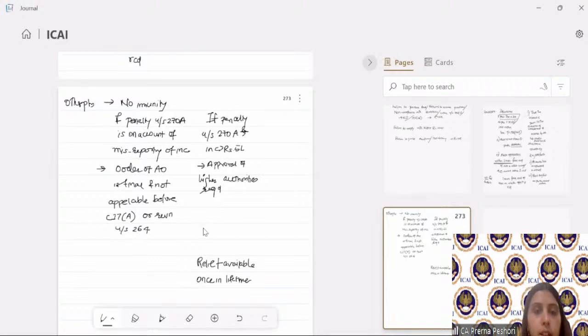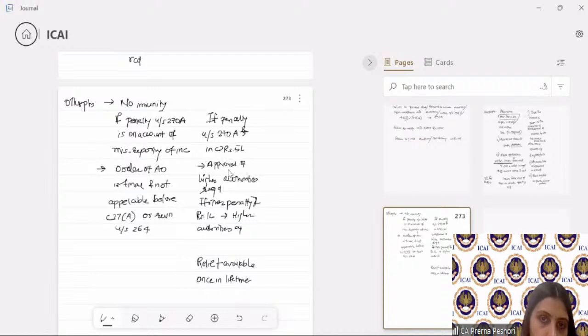Also here one more thing, if there is another penalty and the penalty also exceeds rupees 1 lakh, then also higher authorities' approval is required. Clear?